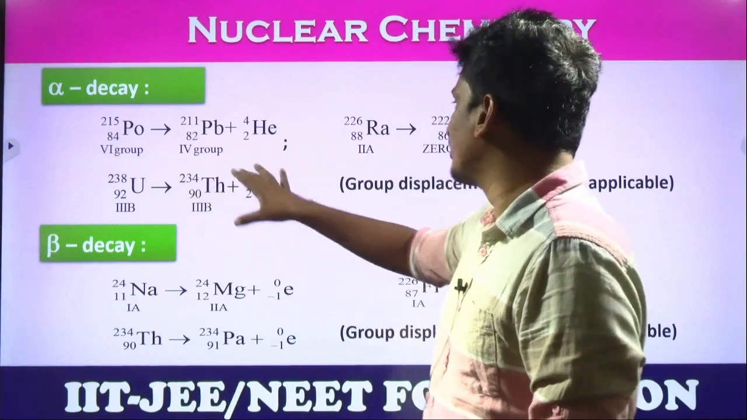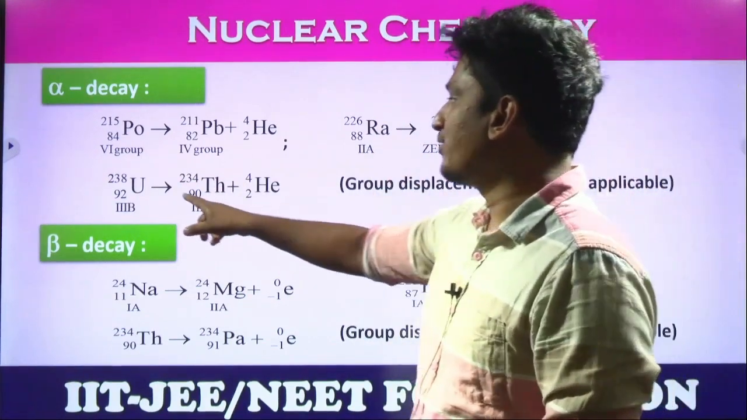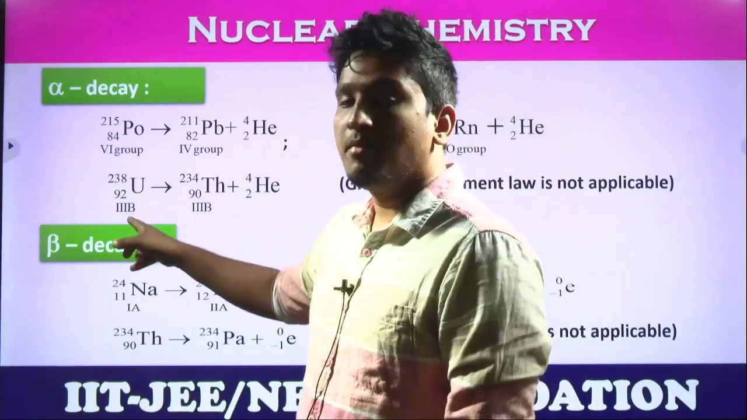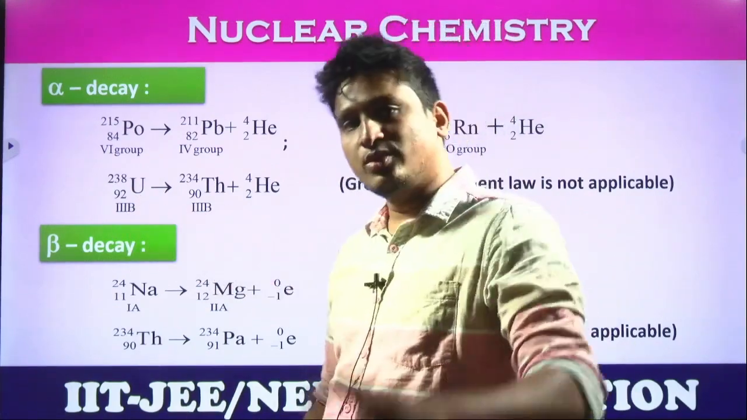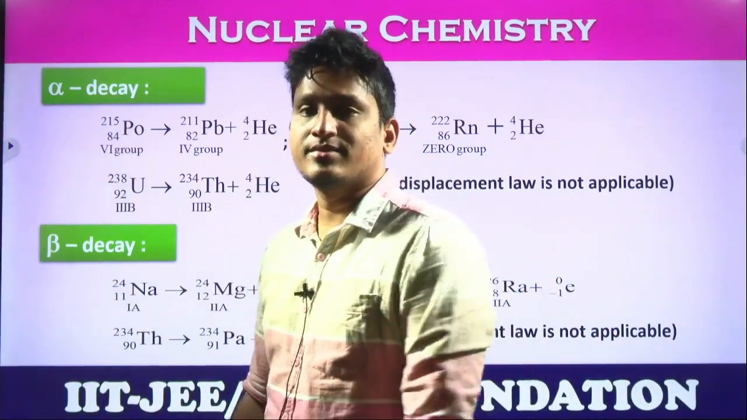Uranium converts into thorium. Radium converts into radon, students. Look here, uranium to thorium. Uranium is a group 3 element. Thorium is also a group 3 element only. In total, how many? 14 elements are there, the 4F series and 5F series elements.